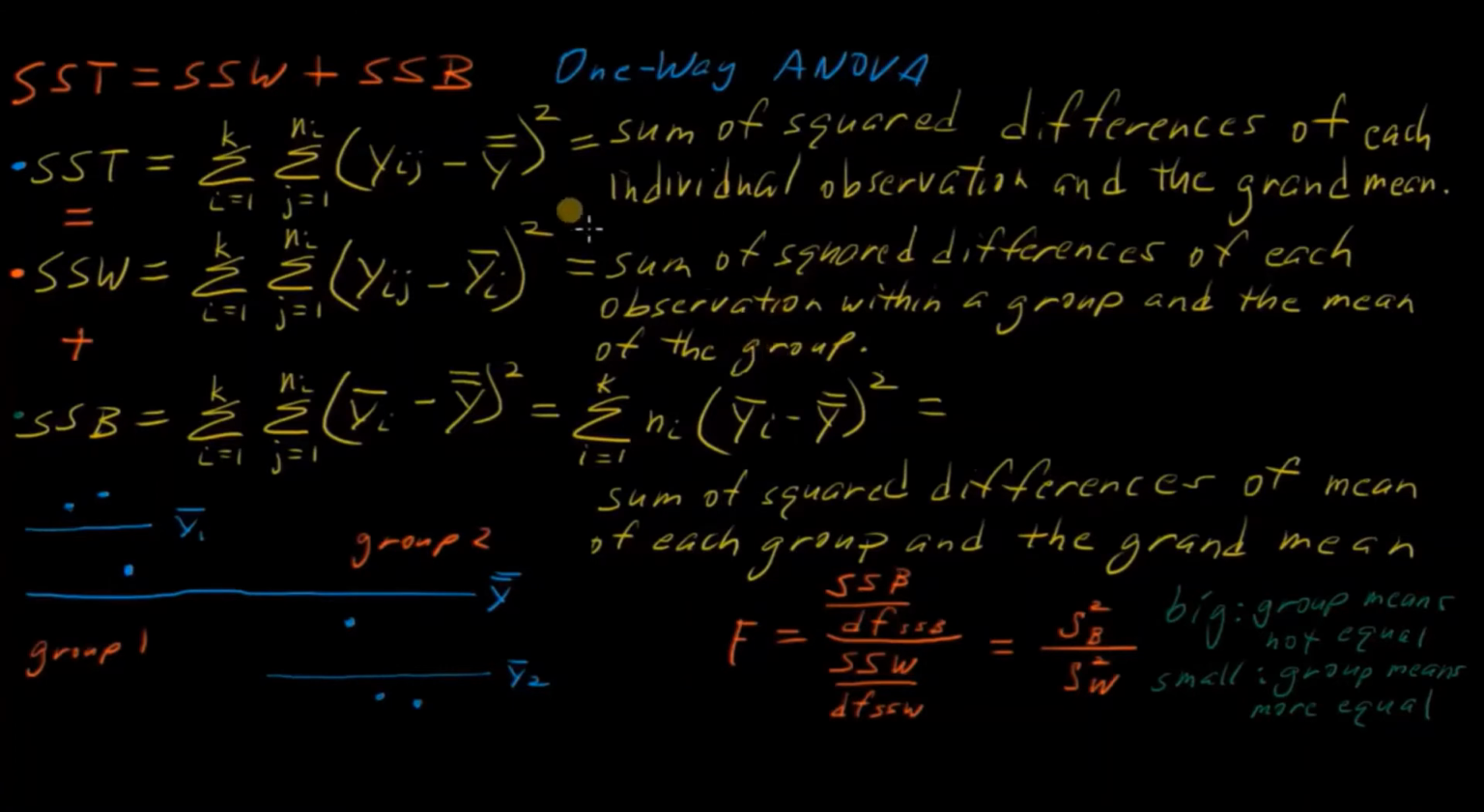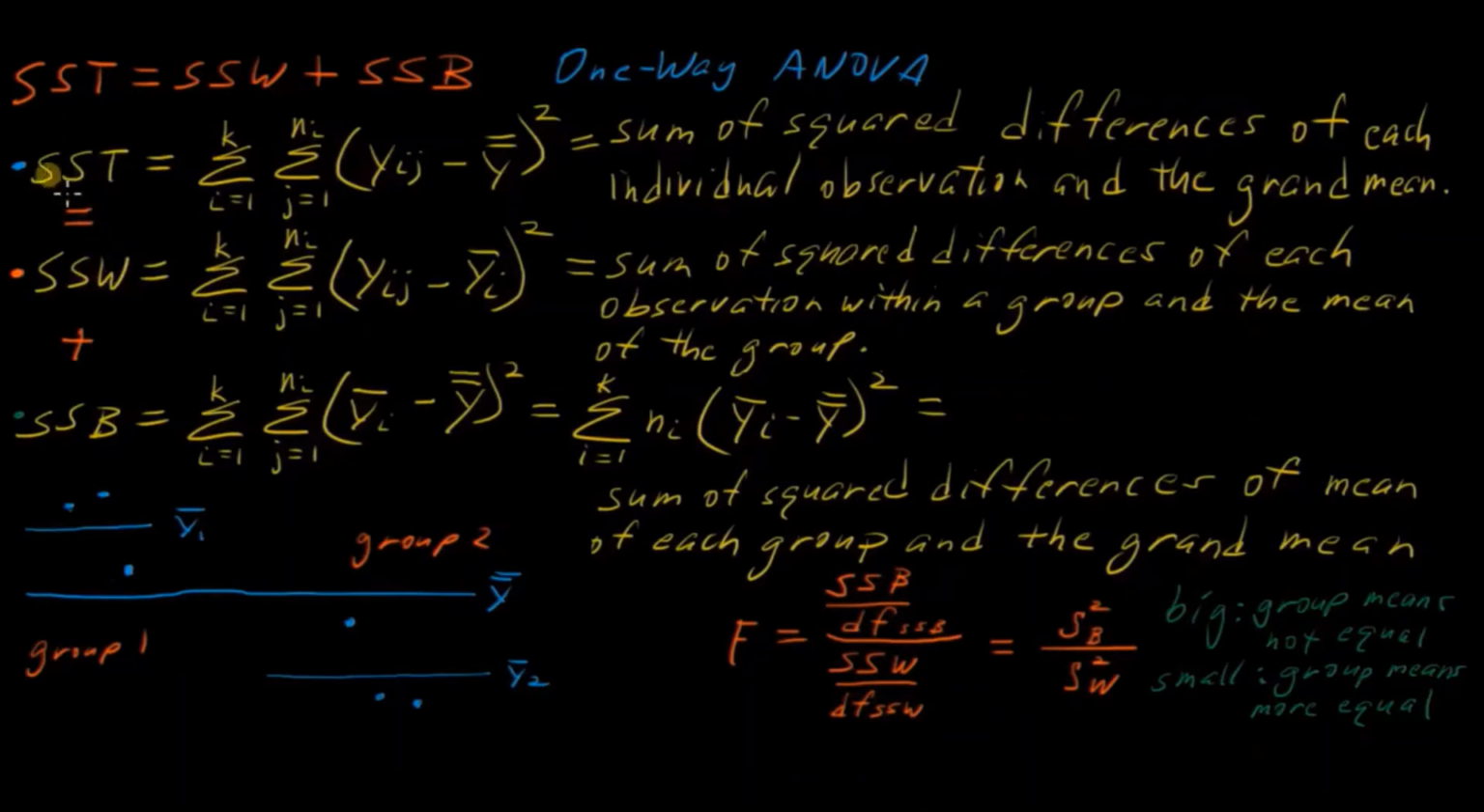In this video, we're going to look at the proof of the one-way ANOVA formula: the sum of squared differences of each individual observation and the grand mean equals the sum of squared differences of each observation within a group and the mean of the group, plus the sum of squared differences of the mean of each group and the grand mean. So here are the three things, and this is what you'll see going on with the summations here.